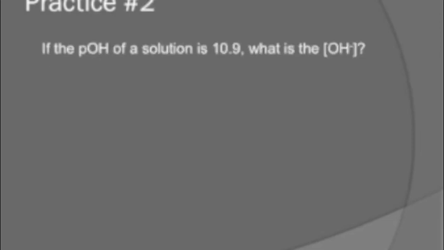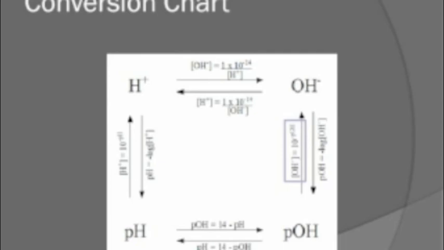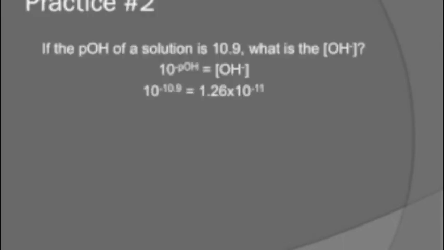Problem 2. If the pOH of a solution is 10.9, what is the hydroxide ion concentration? Again, we'll be using our conversion chart to solve this problem. We'll be going from pOH to hydroxide ion concentration, and we'll use the equation hydroxide ion concentration equals 10 to the negative pOH. This problem is as simple as the last. You simply take the variables and plug them in. So the negative pOH goes as the exponent to 10, and you plug that into the calculator and you'll find 1.26 times 10 to the negative 11th as your hydroxide ion concentration.